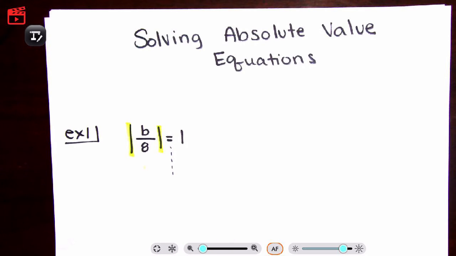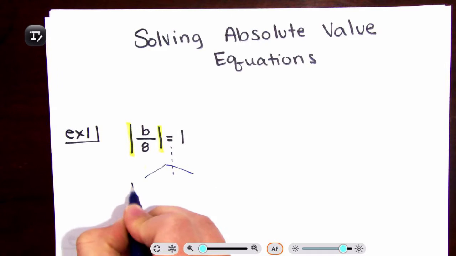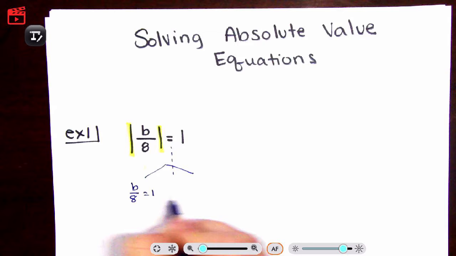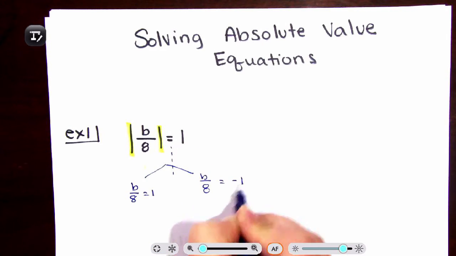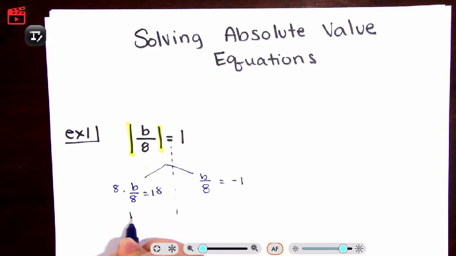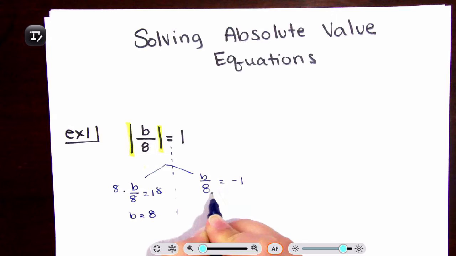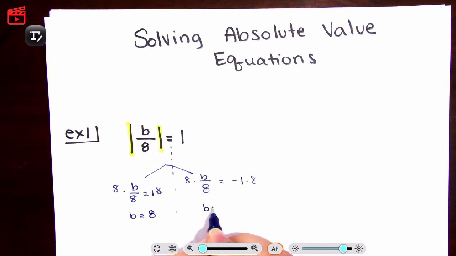Step number two is asking us to create two separate equations. So I'm going to do two separate ones: one of them equal to a positive 1 and the other one equal to a negative 1. I'm going to multiply both sides by 8 and separate these out. So b is equal to 8, and b is equal to negative 8.